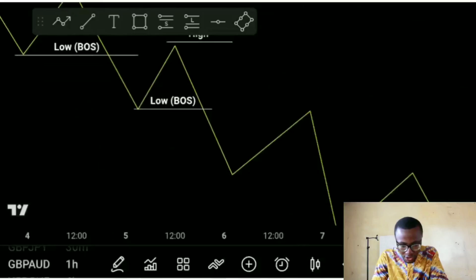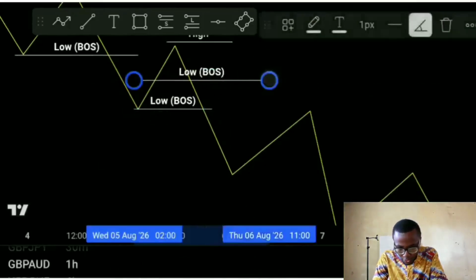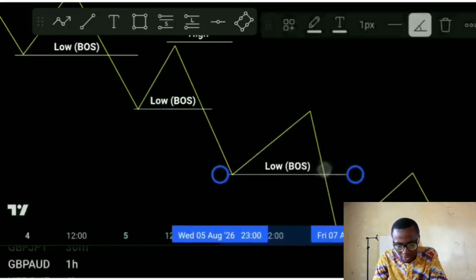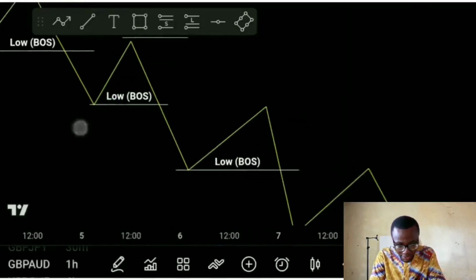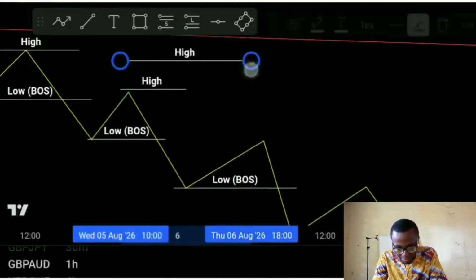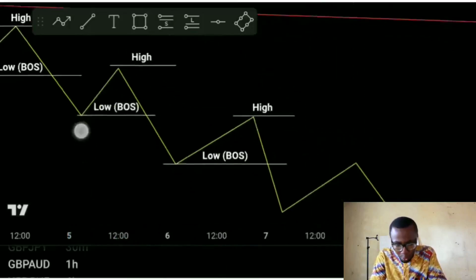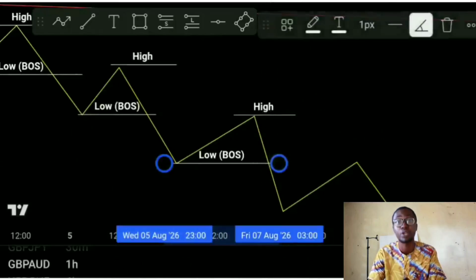Now, let's look at another break of structure. Once you understand this theory, we'll go to the chart and you will understand it there. It's still the same thing. Now look at another high. This high was not broken, so it's a high. But this low was broken, so it's now a break of structure.